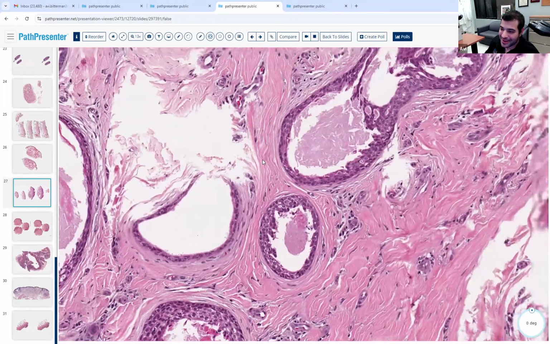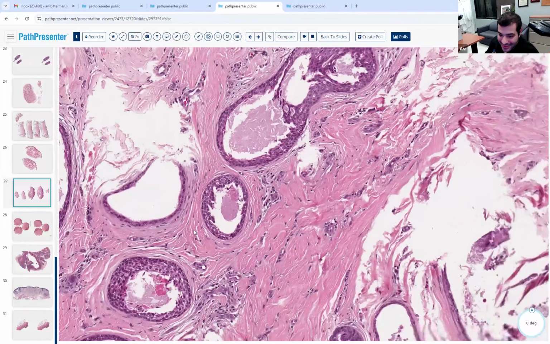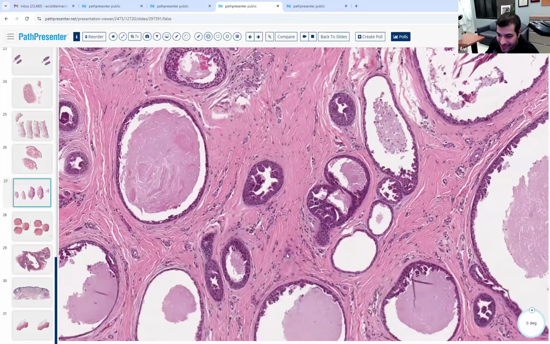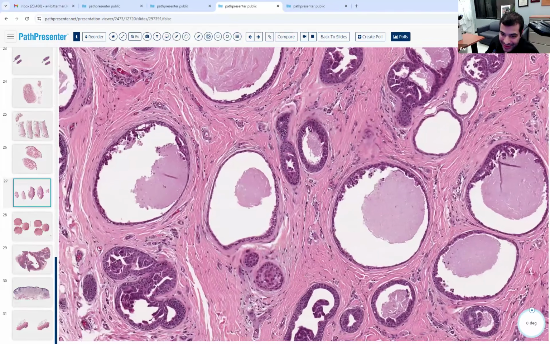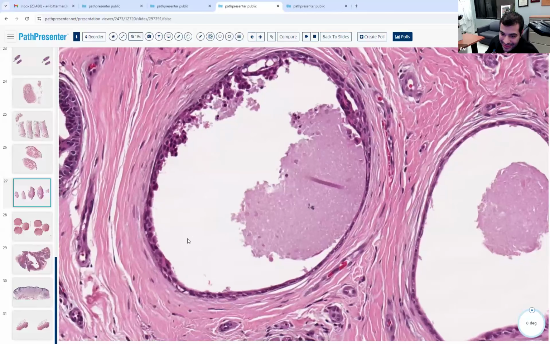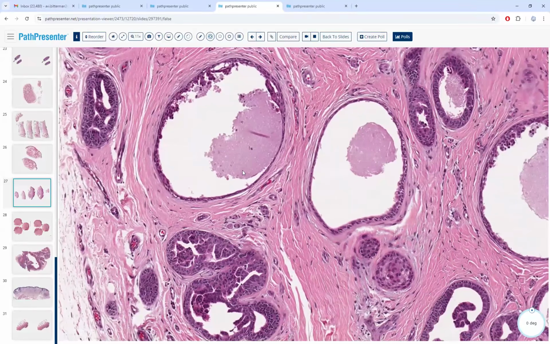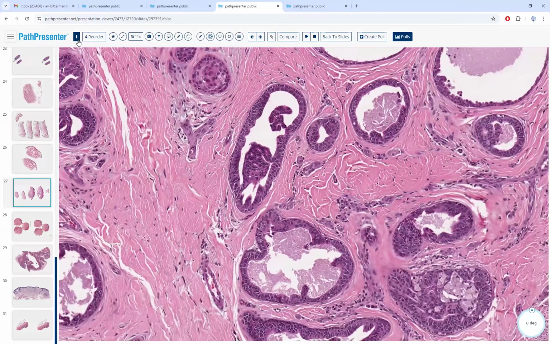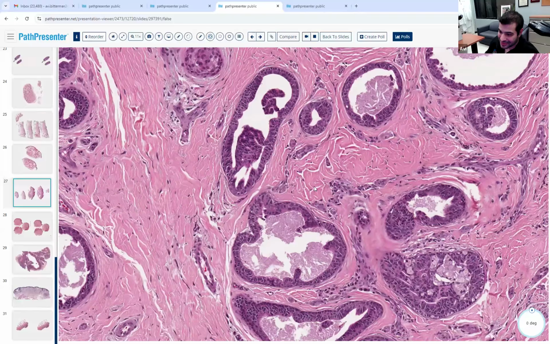So is it eccrine then? I think this is more like apocrine. Good. More decapitation secretion. Oh, less papillary, I think. Yeah, this is a tubular apocrine adenoma.